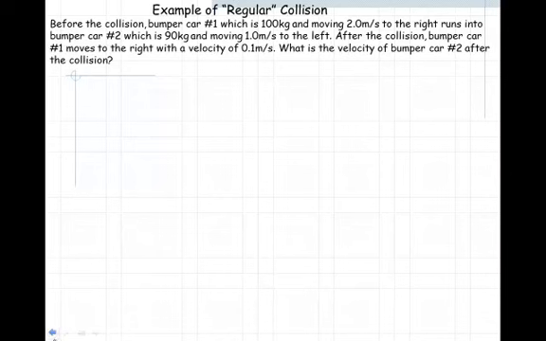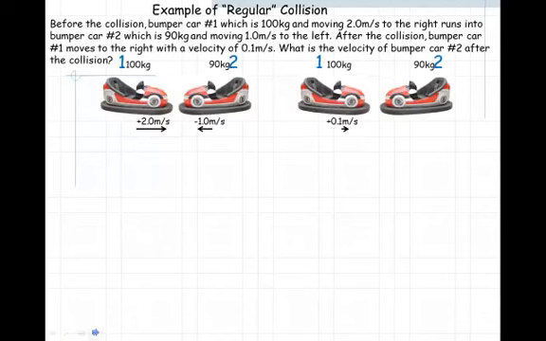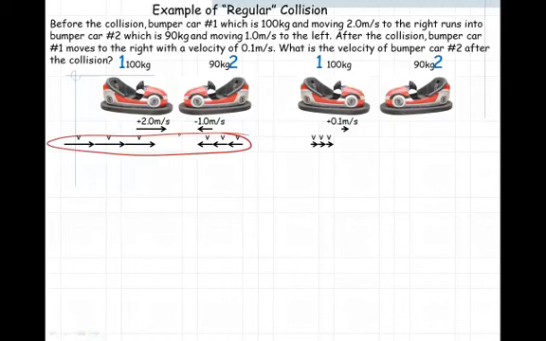All right, so the first step is to make sure we draw our labeled picture. So there's our labeled picture. Now your picture doesn't have to be as detailed as this, but you get the idea. The next step is to draw the before and after motion maps. So the before motion map would look like that, and the after motion map would look like that, with us trying to figure out what's happening with the motion map of bumper car number 2.